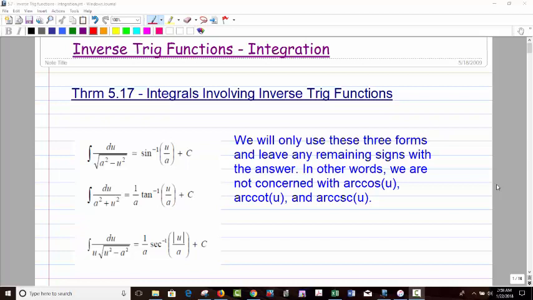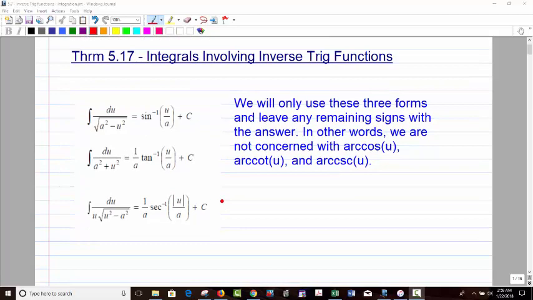But 3 of the derivatives were just the negative signs from the others, like the derivative of arc cosine was the negative of the derivative of arc sine. So instead of worrying about having 6 possible answers here, any remaining negative signs would just stay with the answer in this form right here. So you wouldn't have to worry about 6 possible things, just these 3 right here.